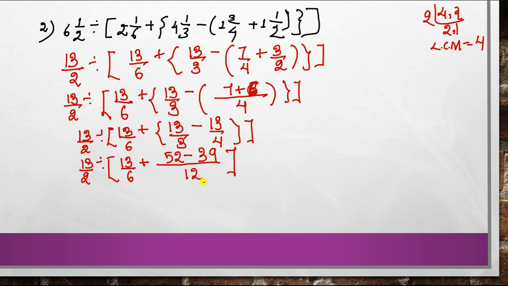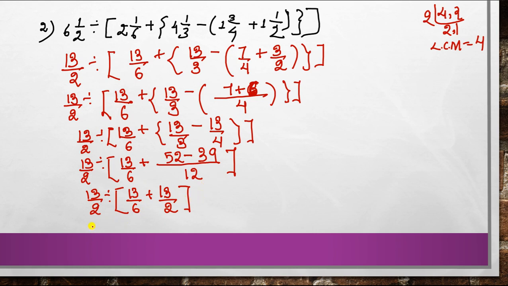This square bracket we are going to put. Here again we are going to solve the equation, that is 13 by 2 divided by 13 by 6 plus, here 52 minus 39 gives us what? 13 by 12, right? If we solve this, we get 13 by 12. That's why I didn't put the braces, because I have got the answer. In this step I have removed the braces, right? Next step, what are we going to do?